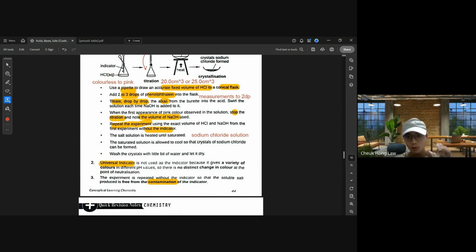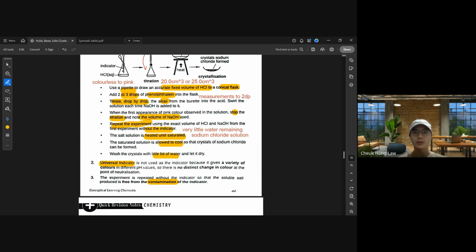But if we want the pure dry sample of sodium chloride, we need to heat it. So heat the solution until it's saturated. Saturated just means very little water remaining. You don't heat it until all the water is gone, because if you do, the sodium chloride might decompose due to the strong heating. Then after you heat until it's saturated, you let it cool so that the crystals can be formed.